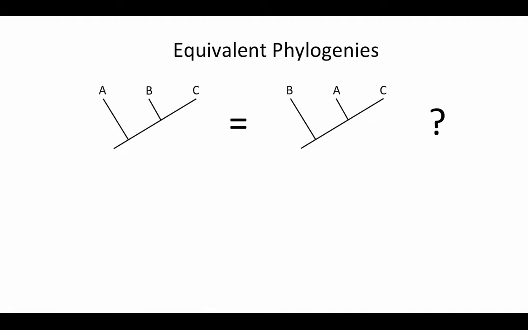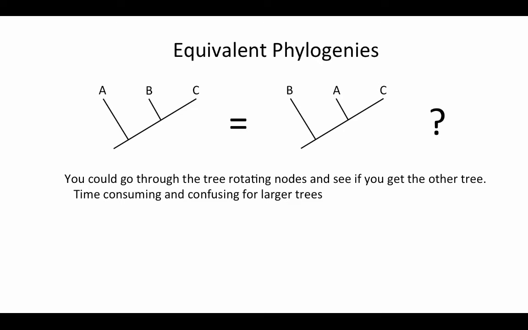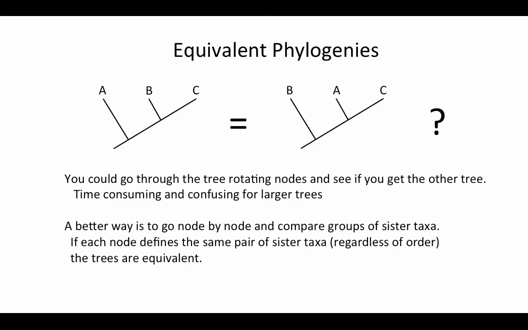So now if we want to know if two phylogenies are the same, we've got a couple of choices to determine that. One, we know that if you can get the other tree by simply rotating a node, those are equivalent. So you could go through the whole tree just rotating nodes and seeing if you get the other tree. But if you're talking about a big complicated phylogeny, this is very time consuming and it gets very confusing. So an easier way is to go node by node and compare groups of sister taxa. If each node defines the same pair of sister taxa, regardless of the order, the trees are equivalent.